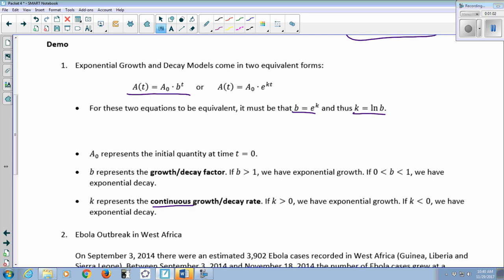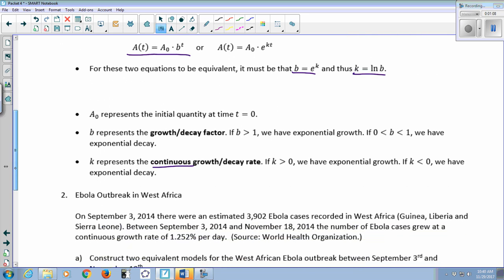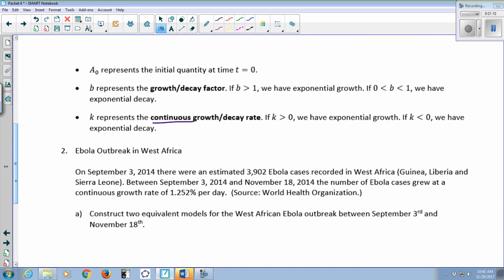So a naught, a sub 0, always represents the initial quantity, the amount that you start with at time 0. B is your growth or decay factor. When b is bigger than 1, you have growth. When it's a small number between 0 and 1, we have decay. And k is called the continuous growth or decay rate. It's often expressed as a percentage, and when you put it into the formula, you change it to a decimal.